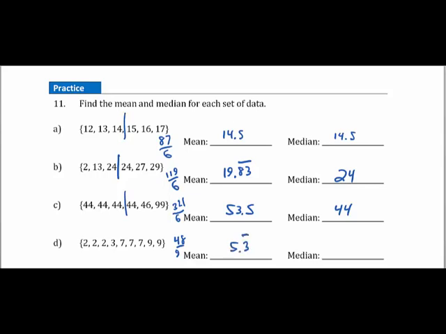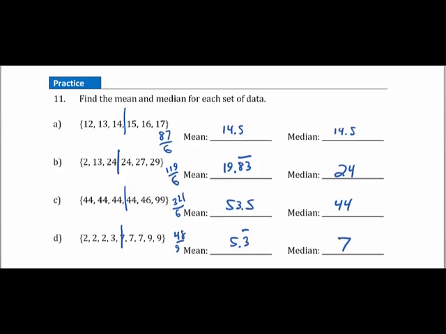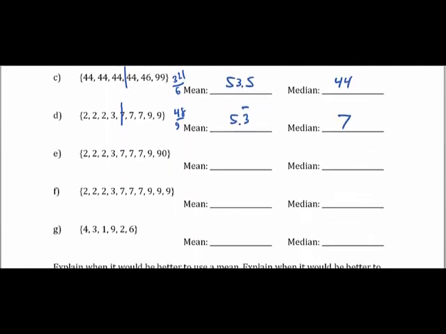My median is going to be in the middle of these 9 data points, so that would be exactly on the 5th number, because this balances off with 4 on the left and 4 on the right and 1 in the middle. My median is 7. So let's take a look at the bottom set of answers here for E, F, and G.